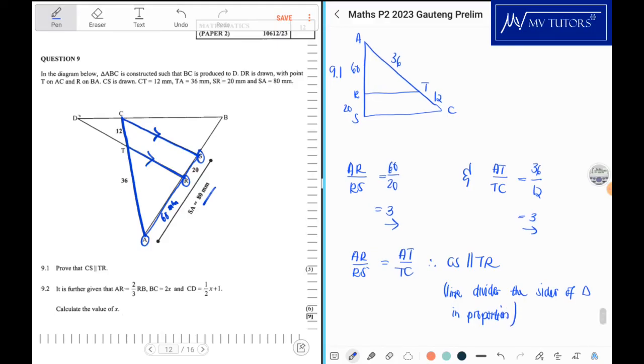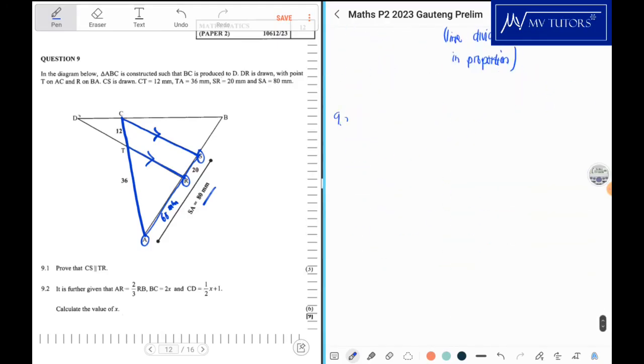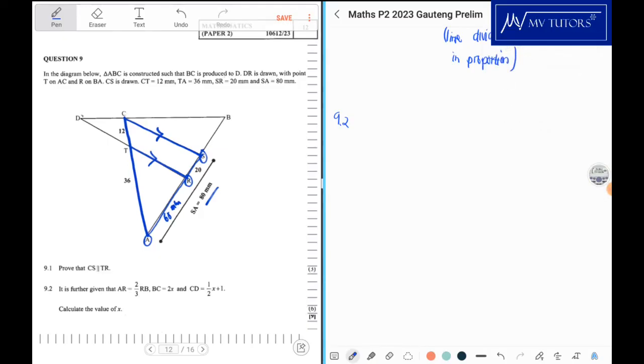Alrighty, that's 9.1. And then we get to 9.2. Now it says, it is further given that AR is 2/3 of RB. So AR, there's AR, our 60 millimeters. That's actually 2/3 of RB. And BC is 2x. We have CD as half x plus 1. Now we need to calculate the value of x.